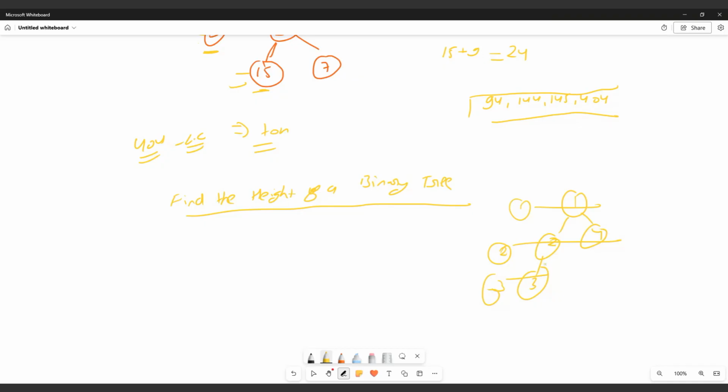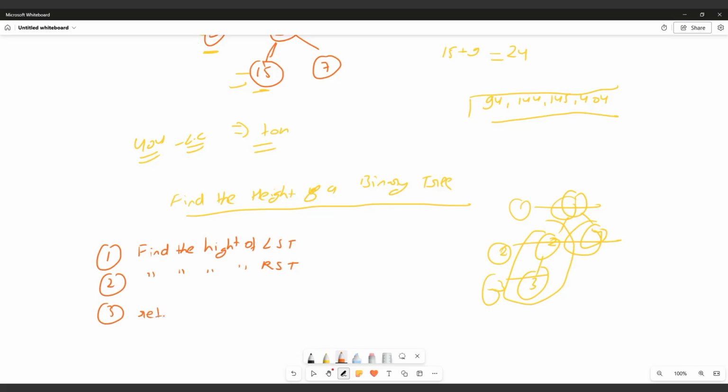Guys, so let's discuss what the height is. Again, we could do the same stuff. Just as we have found the sum, find the height of the left subtree, find the height of the right subtree, and take the maximum, and add one to it because of the root height. So class, what I am doing: find the height of the left subtree, and similarly find the height of the right subtree, and return the maximum of it.